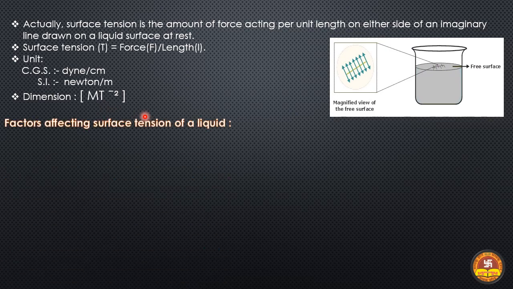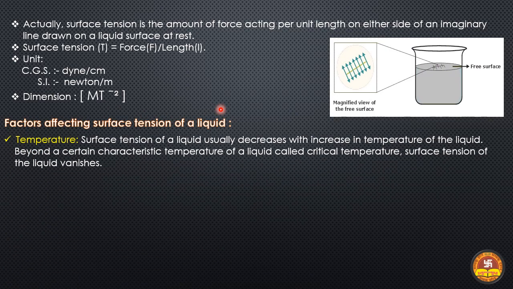Now the factors affecting the surface tension of a liquid. First factor is temperature. Surface tension of a liquid usually decreases with increase in temperature of the liquid. Beyond a certain characteristic temperature of a liquid, which is called the critical temperature, the surface tension of the liquid vanishes. So from here you will get the definition of critical temperature.